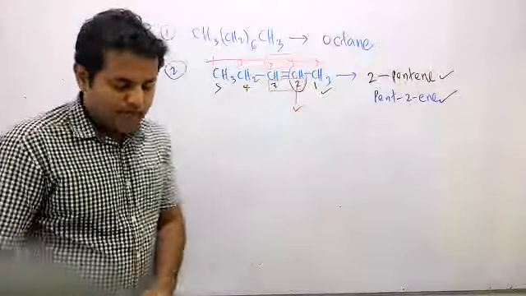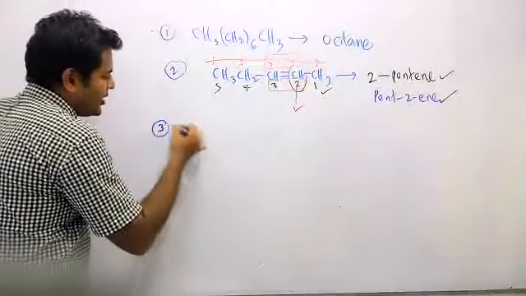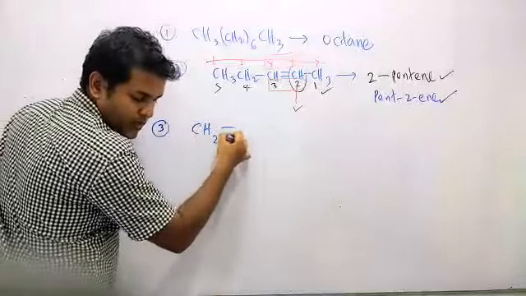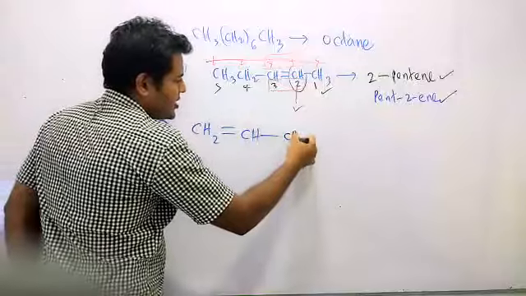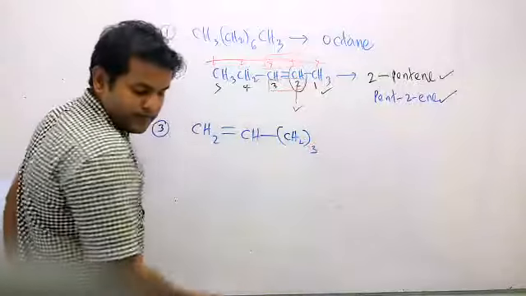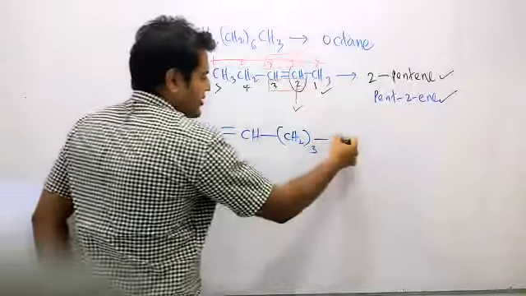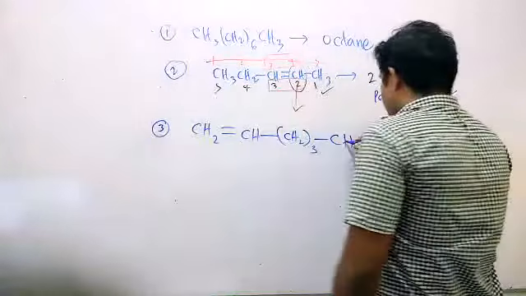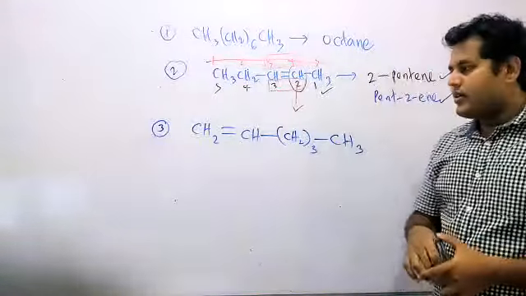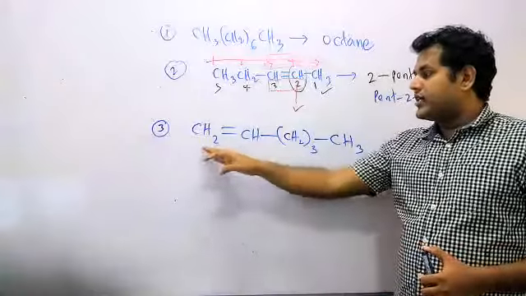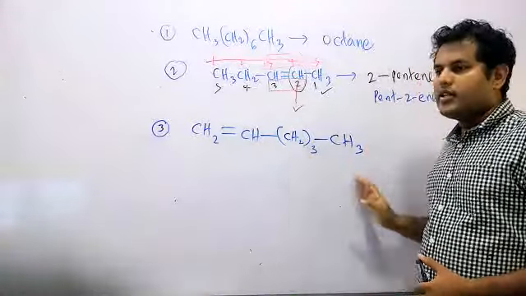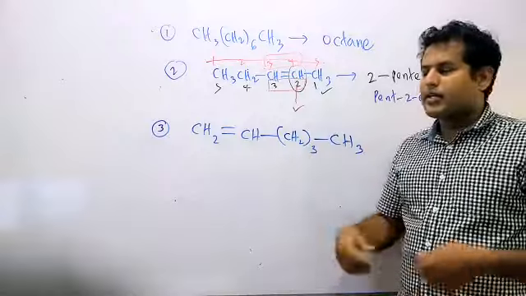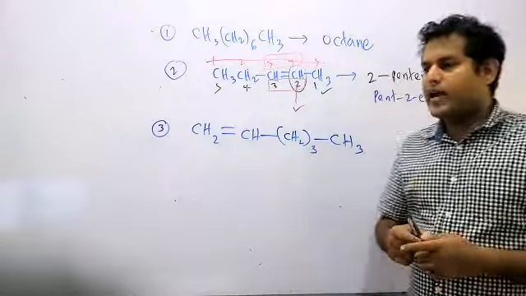Okay. So the third one, CH2, CH, CH2 thrice, CH3. So can you see how I'm pronouncing that, like CH2, CH, CH2 thrice, CH3. If you want, you can expand this.